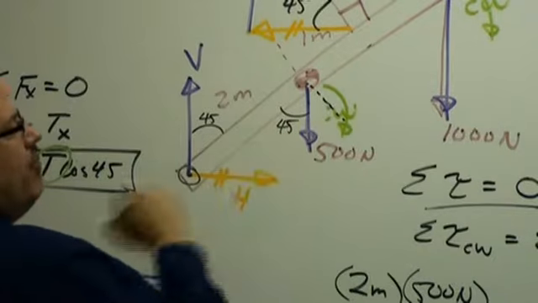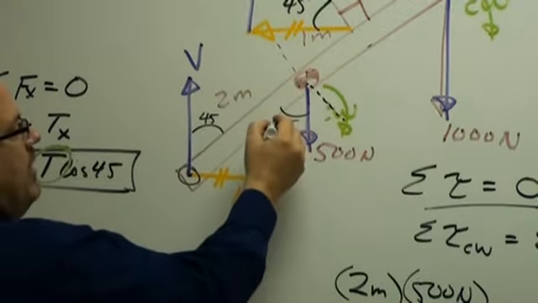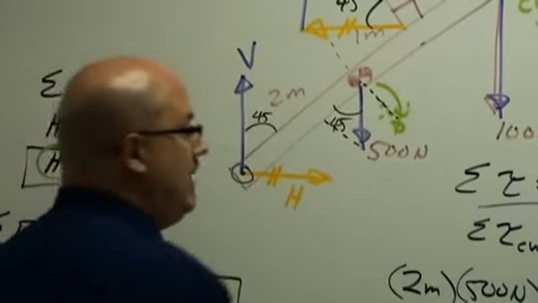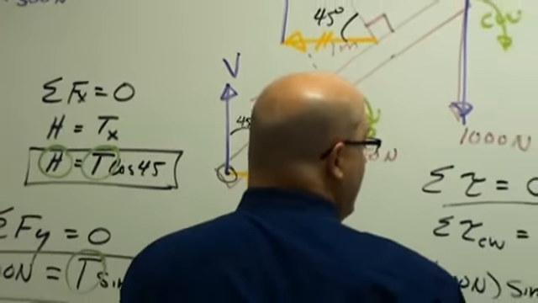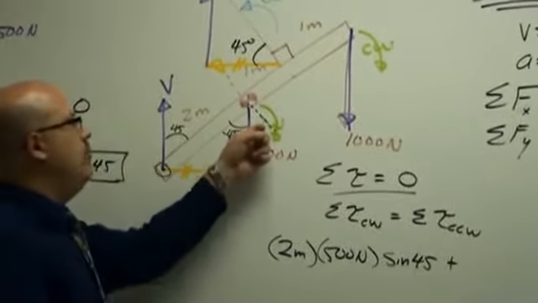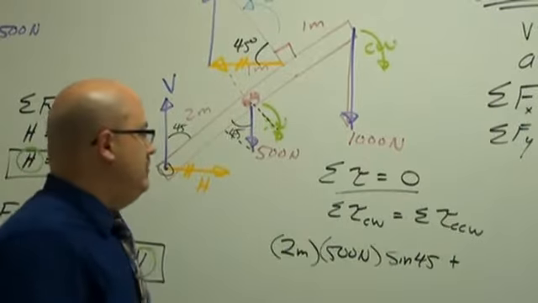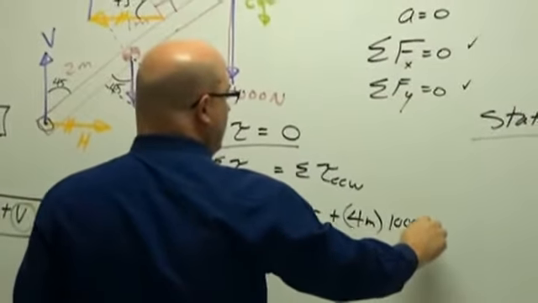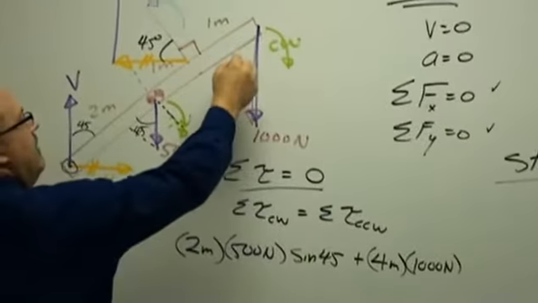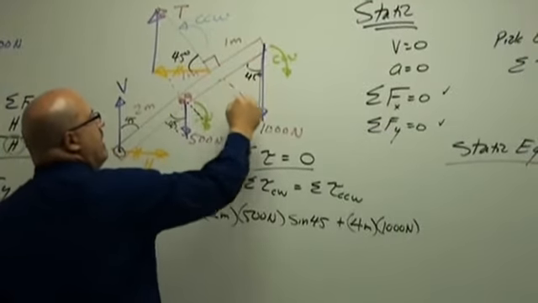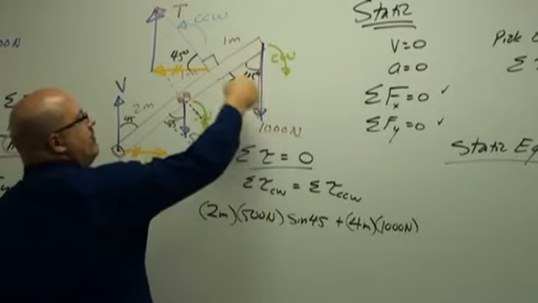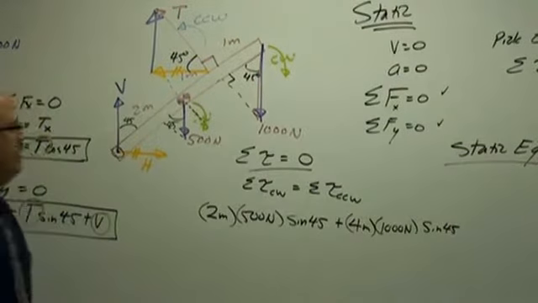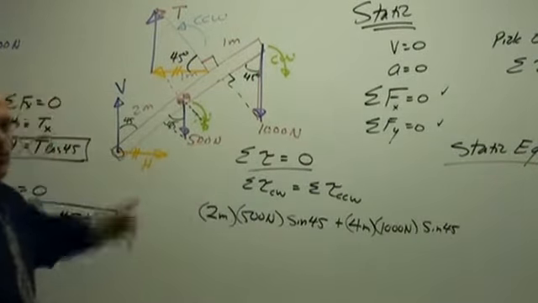So if I choose this one, the perpendicular part will be this side, right? Which will be the sine side. So I will use sine in this case, sine of 45. All right? Plus, that's only this one. Now I got to do this one over here. So what's my radius? 4 meters. And then 1,000 newtons. And then, once again, this is 45. And so there's my perpendicular side. So I want the sine again. Sine of 45. All right, so I took care of these two now. Those are both my clockwise.